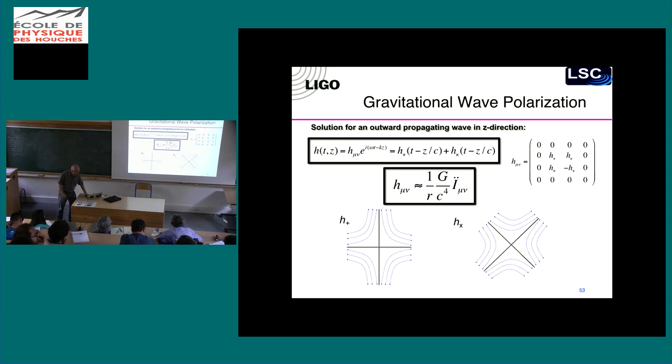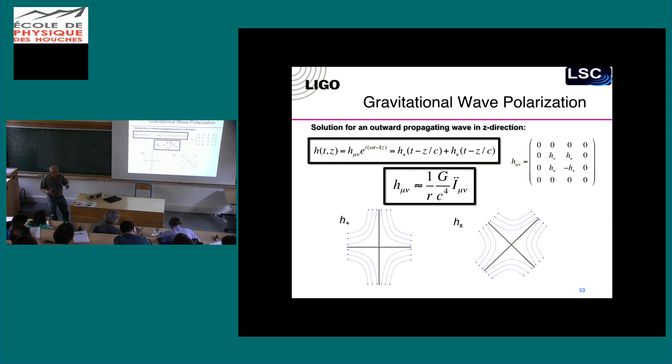Okay, I want to change the subject and talk about other aspects of the waveforms besides their phase evolution, which is still the most important one. But in particular, I want to lead up to understanding the detector response. This is very important for observation. So detector response requires us to understand polarization.